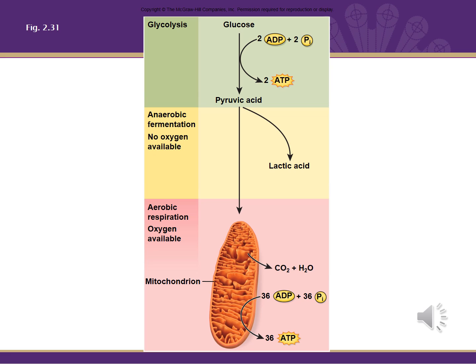So to summarize, pyruvic acid is produced as a result of glycolysis. What happens to pyruvic acid will depend upon oxygen presence or absence. If oxygen is not available, pyruvic acid is converted into lactic acid with a net gain of 2 molecules of adenosine triphosphate. If, on the other hand, oxygen is present, the system will continue and the net yield is approximately 36 molecules of adenosine triphosphate.